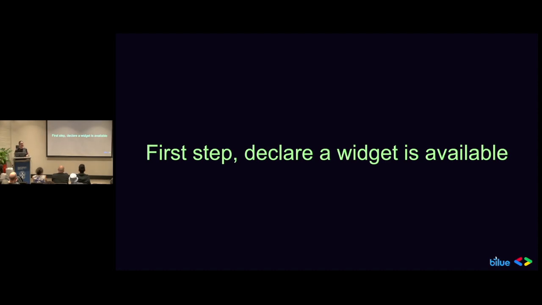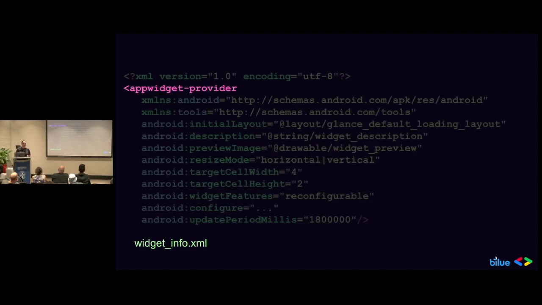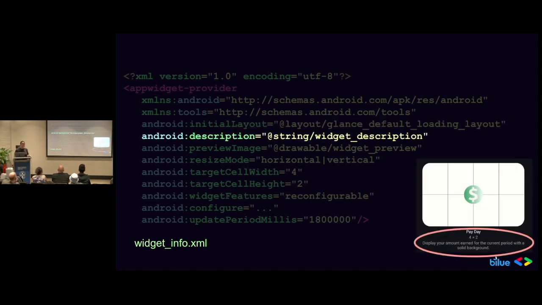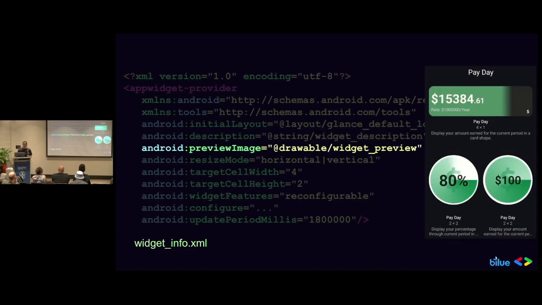So I need to make sure the operating system knows that a widget is available. And I use an XML file here with an app widget provider. So this, we declare all the information we need. So we have an initial layout, and you can use the default ones, which is just a loading wheel, but you could provide something useful for your users. A description, so when you're showing this to the user, they know what this widget does. A preview image, letting you know what the widget's going to look like.